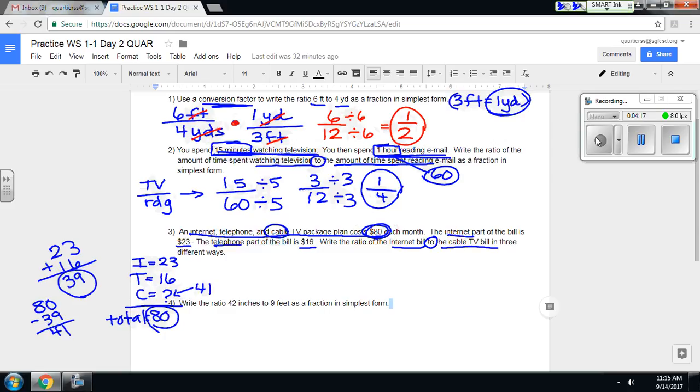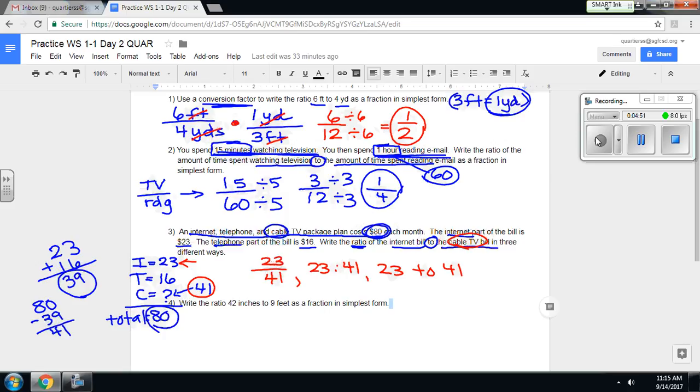Now it's asking me to write the ratio of the internet bill to the cable TV bill in 3 different ways. How else can I write this? I could do 23 colon 41. I could do 23 and then the words to 41. All of that would work.